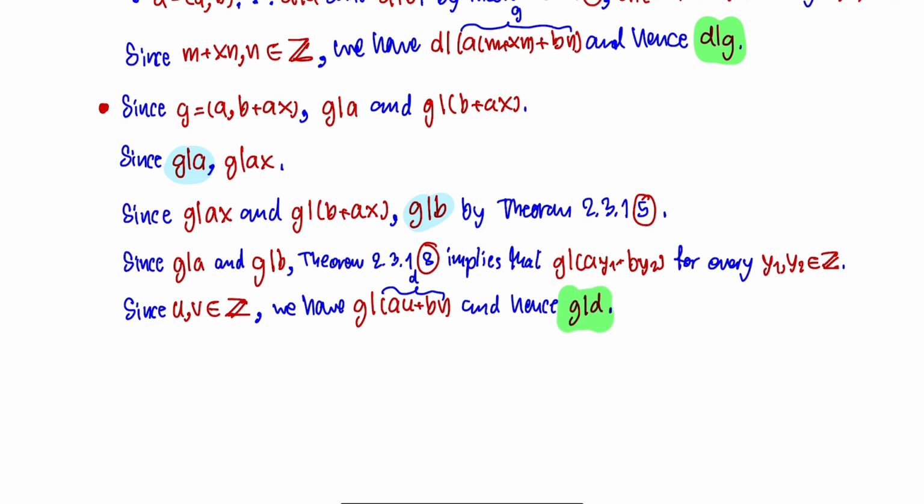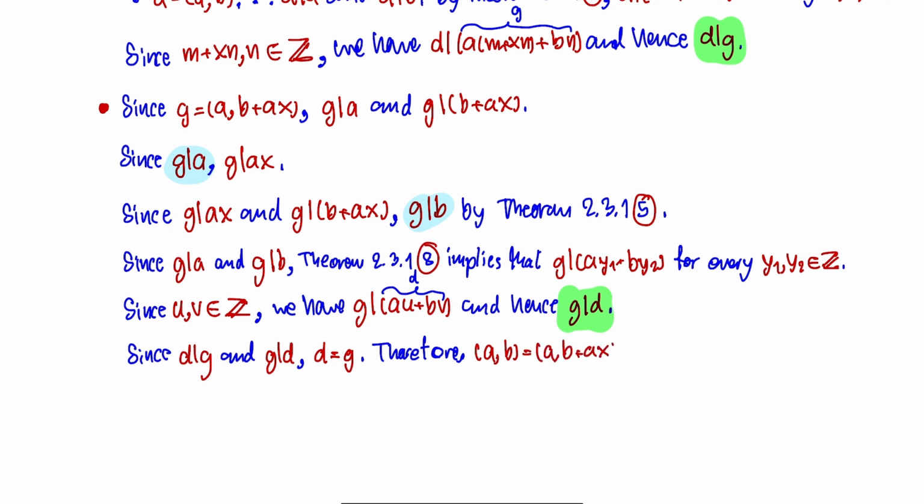Since D divides G and G divides D, what do we have? Okay, since D divides G and G divides D, so D will be G, right? And therefore the greatest common divisor of a, b equals the greatest common divisor of a, b plus ax. Okay, this is what we have right here.